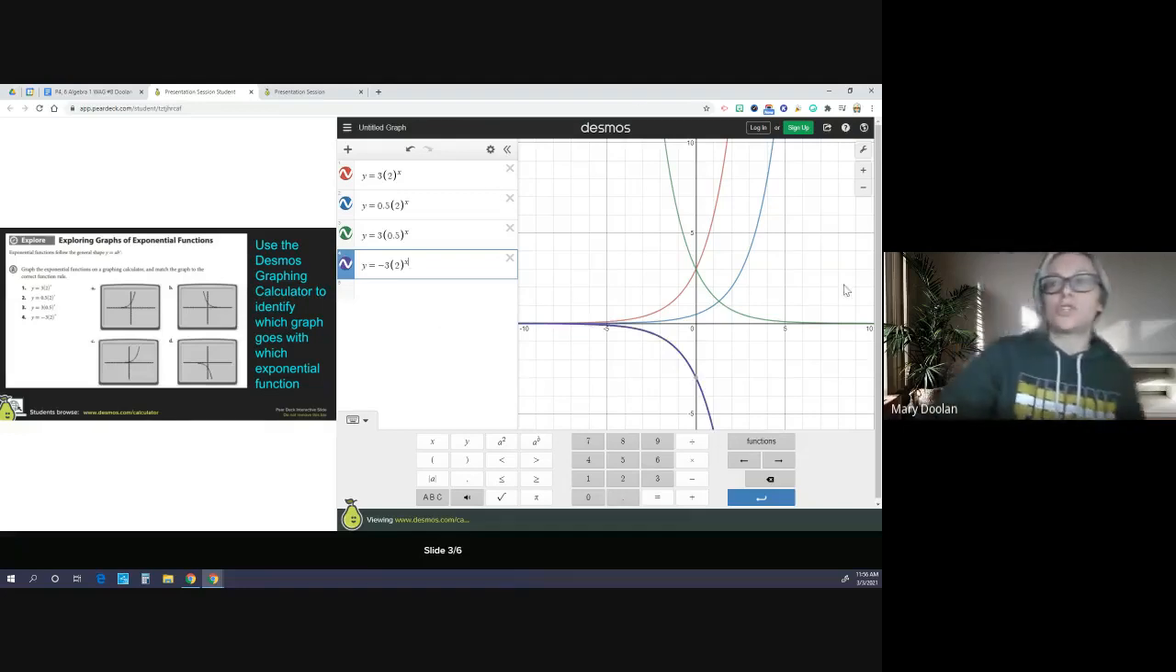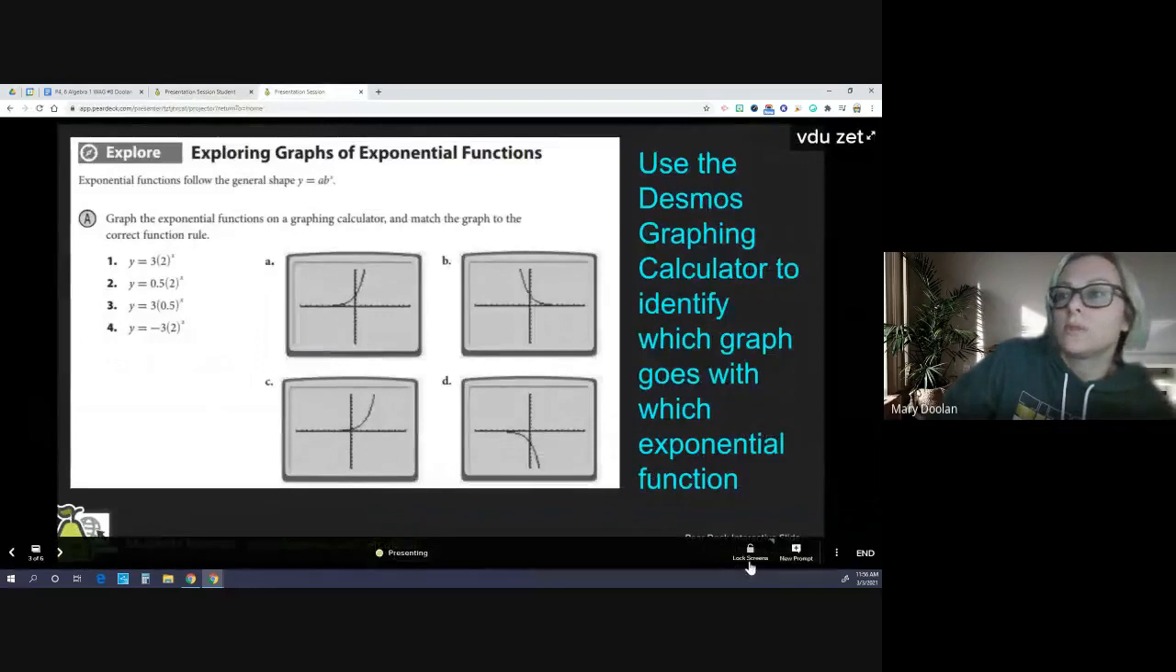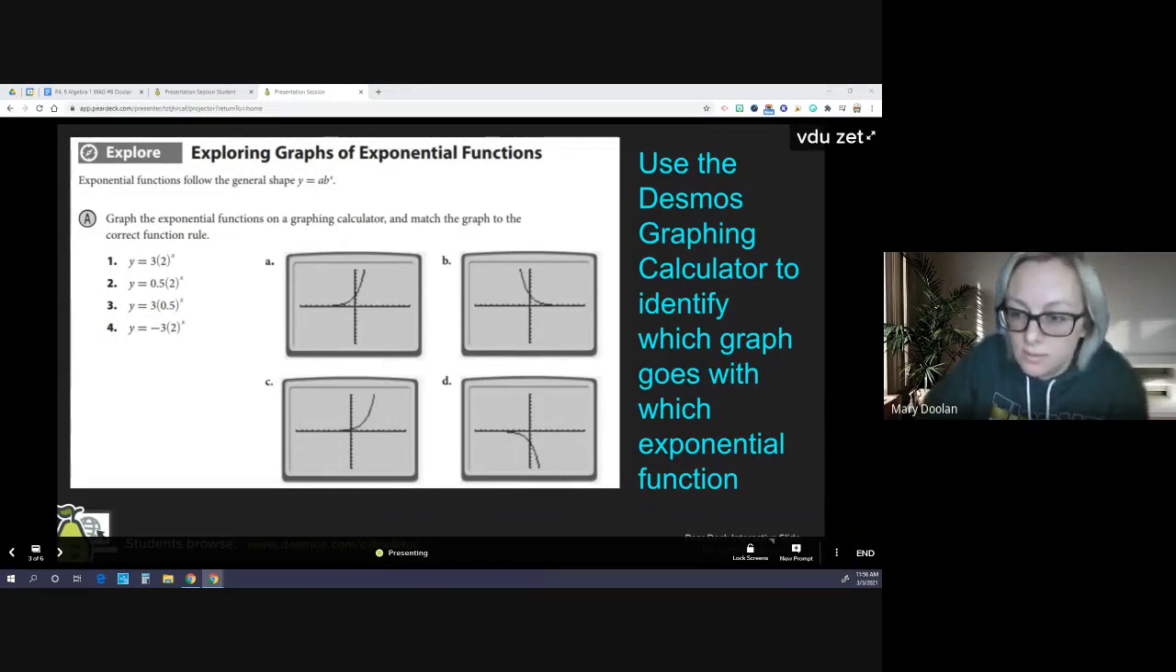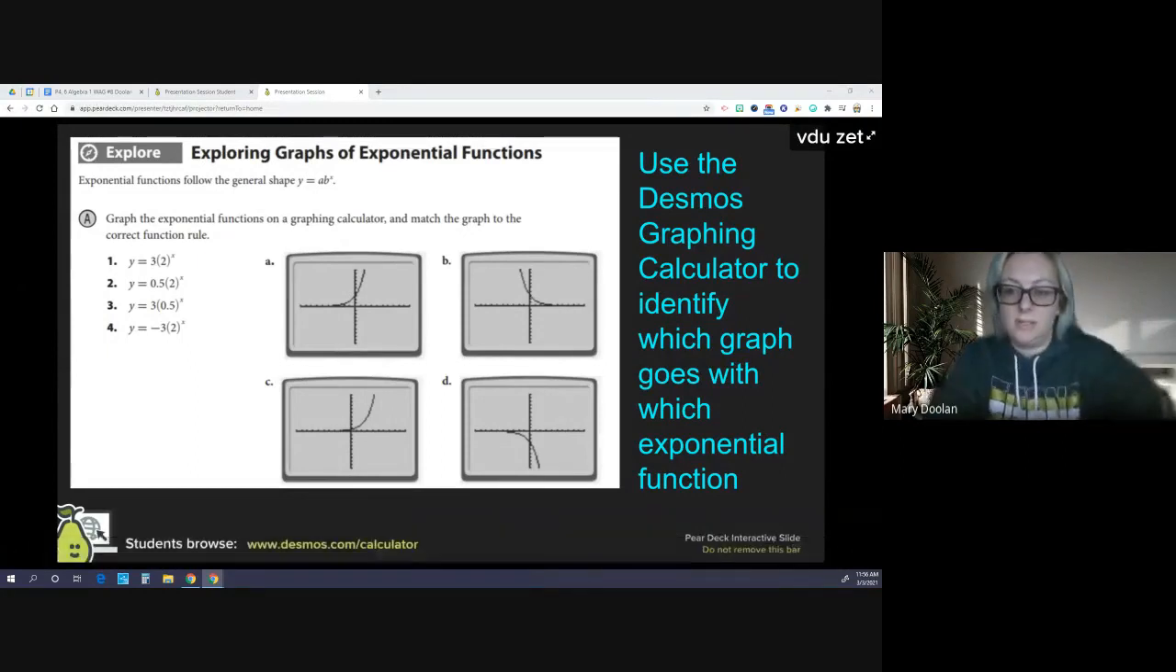So now I have all of my graphs shown. Let's see how you guys are doing with this. I have to go into GoGuardian to see what you're doing. Everyone should be over in their Desmos. Don't be on the Meet right now. Be in the Pear Deck.